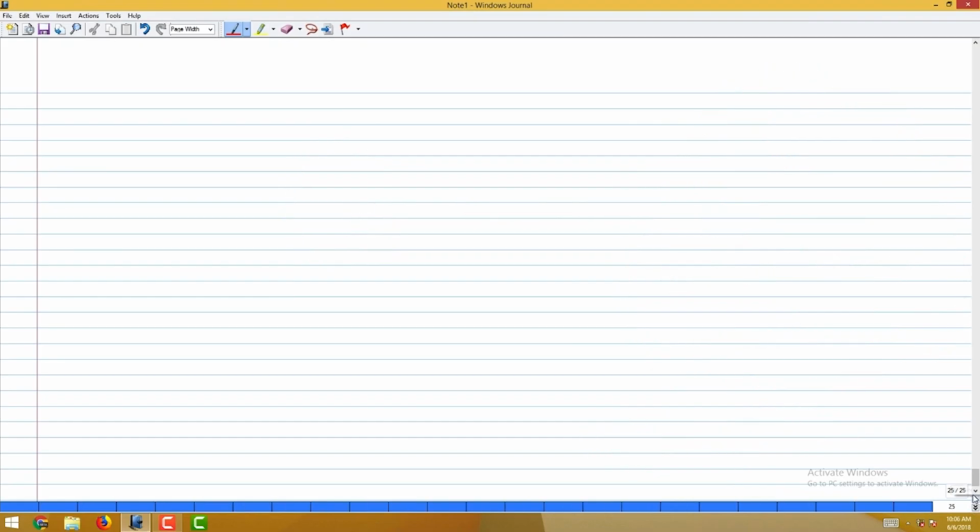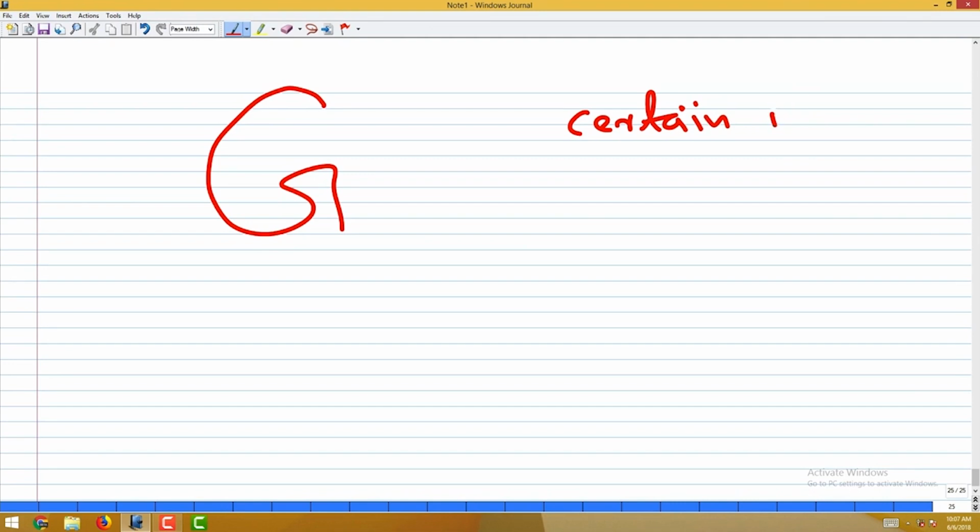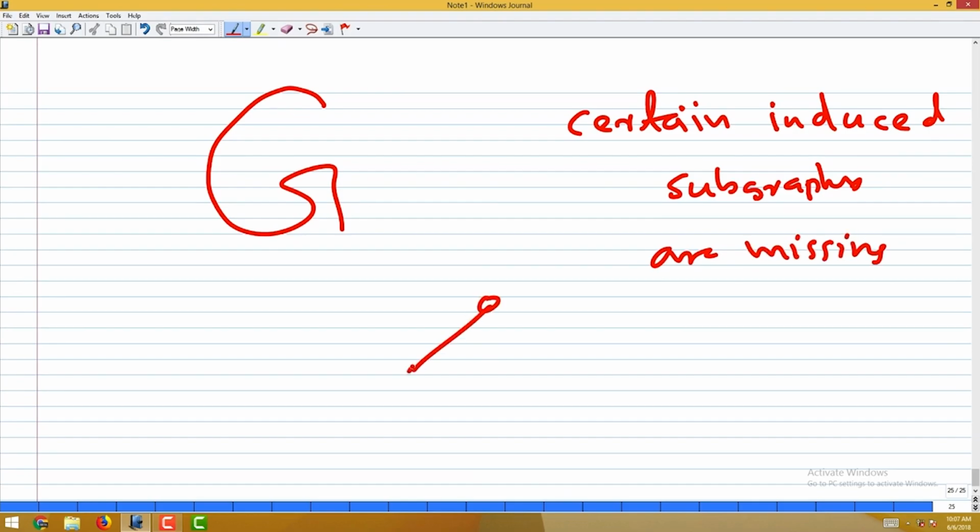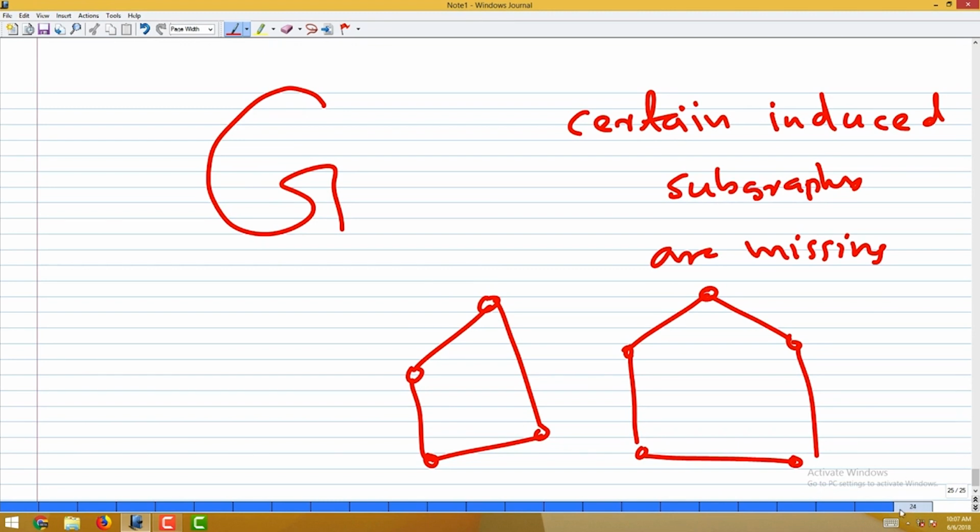The point to note is that suppose a graph is chordal and co-chordal: certain induced subgraphs are missing from that graph. If G claims to be chordal and co-chordal, which subgraphs are missing? For instance, C4 is missing, because it is a chordal graph, so an induced C4 cannot be there, and C5 is missing. Because it is chordal, C4, C5, C6, nothing like that will be there, but I will say C4 and C5 are missing.